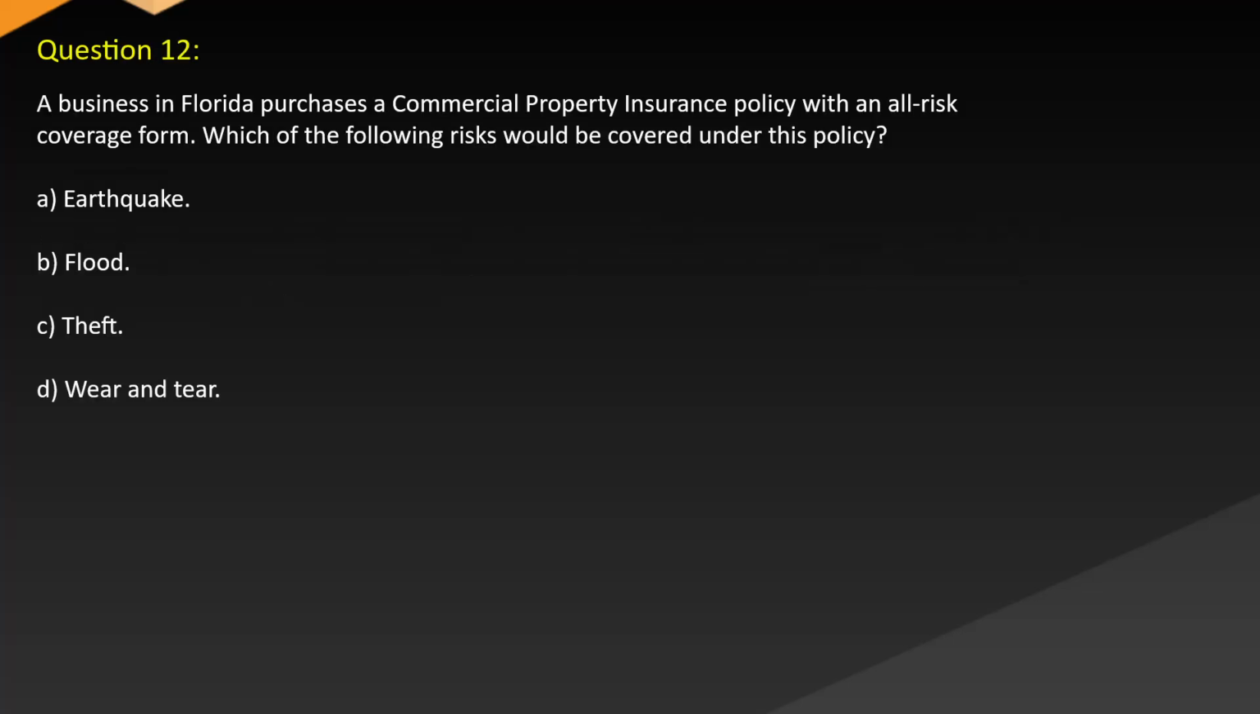Question 12. A business in Florida purchases a commercial property insurance policy with an all-risk coverage form. Which of the following risks would be covered under this policy? A. Earthquake. B. Flood. C. Theft. D. Wear and tear.